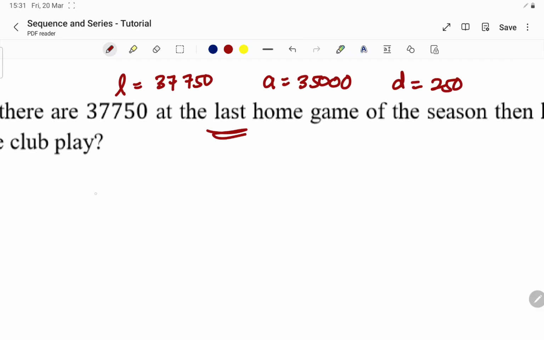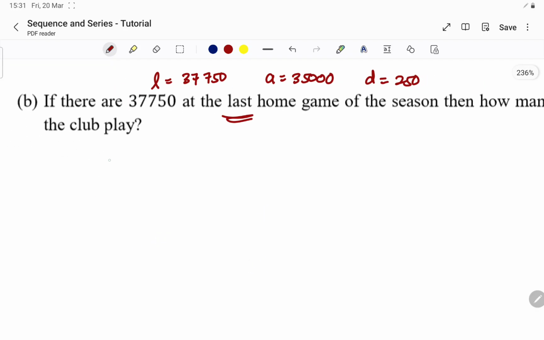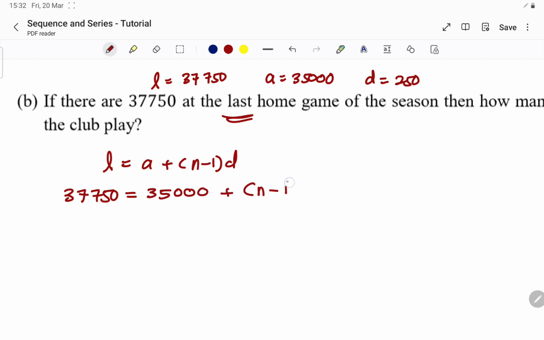So what you have to do right now is find again the formula for L, the last term, which is A plus (N minus 1)D. Now L is equal to 37,750, equal to A, 35,000, plus N, the one that we want to find right now, times... D we have 250.